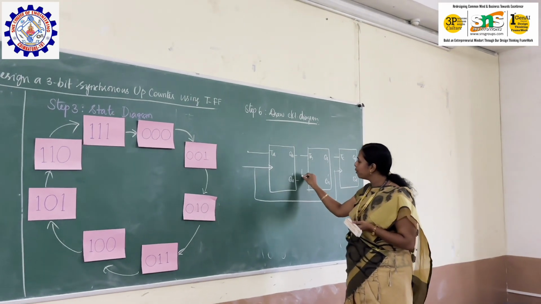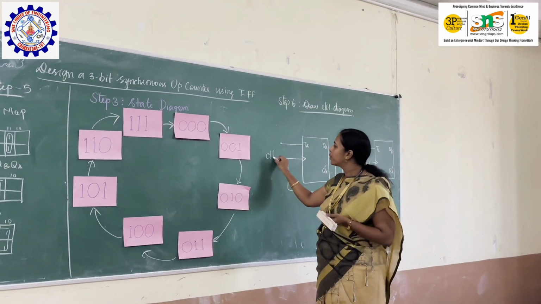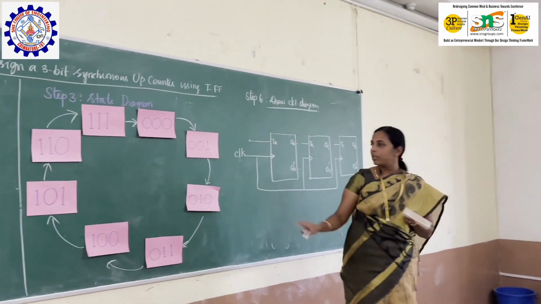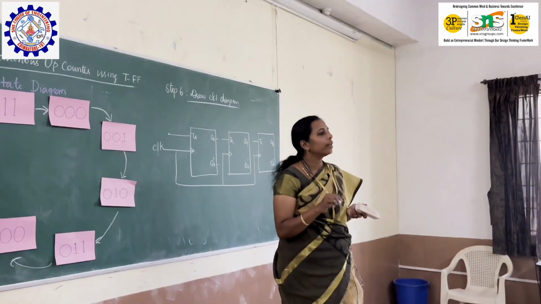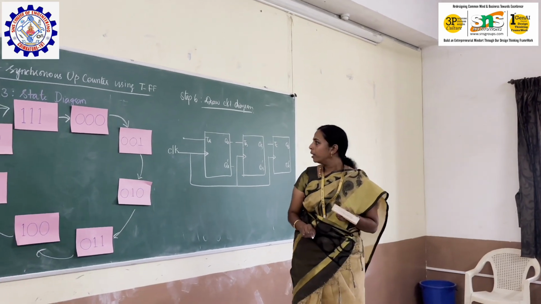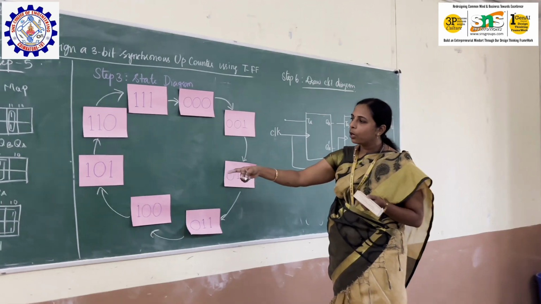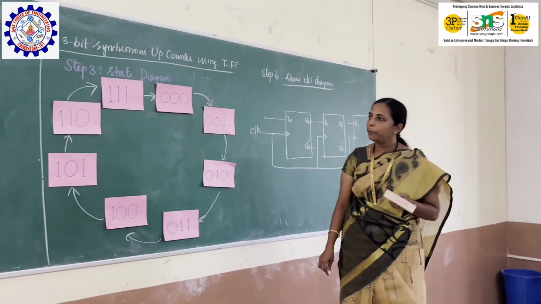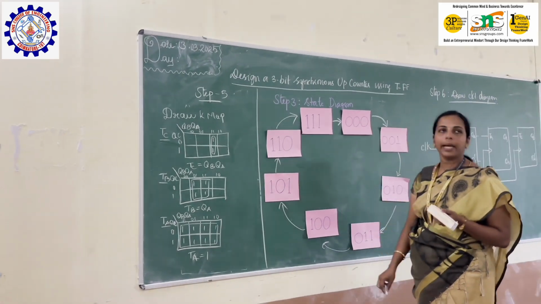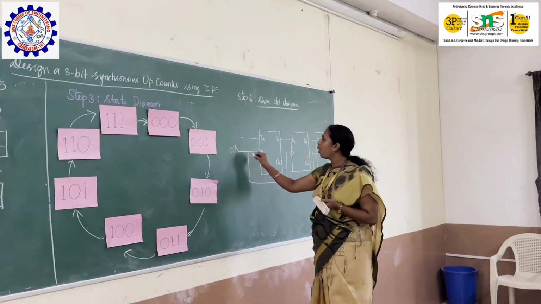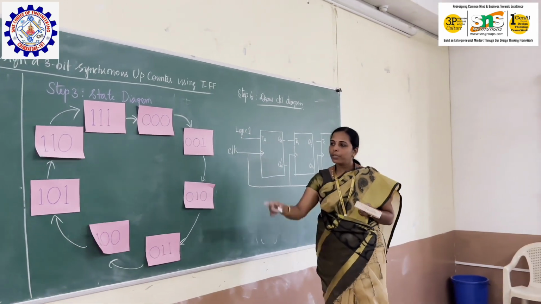What is the meaning of this arrow mark? I am telling that the clock which I am using is an edge-triggered clock. I am giving clocks to all the flip-flops simultaneously. That is why we say this is a synchronous counter. Now I have taken the outputs and the inputs. Now I have to give connections to the inputs. What is the input for TA? It is 1, logic 1. For TA, simply we will be giving logic 1 as the input.